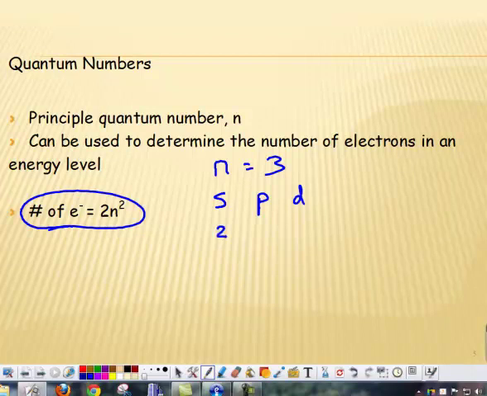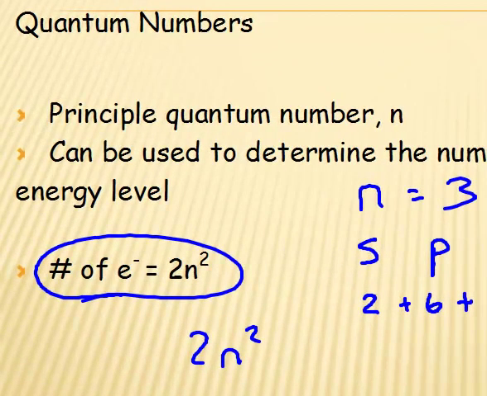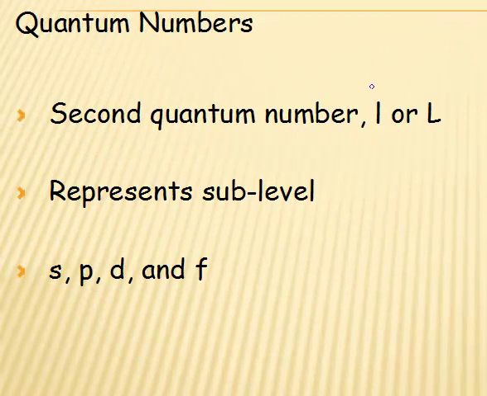Well, we also know that s's can hold 2, p's can hold 6, and d's can hold 10. So if we were to count all that up, we would say there are 18 electrons in the third energy level. Well, 2n squared tells us, 3 squared is 9 times 2 is 18 electrons. And that will work for any value all the way up to infinity. So we can figure out how many possible electrons there are. So therefore, it dictates the size of the cloud, because the higher the energy level, the more electrons, the larger the electron cloud.